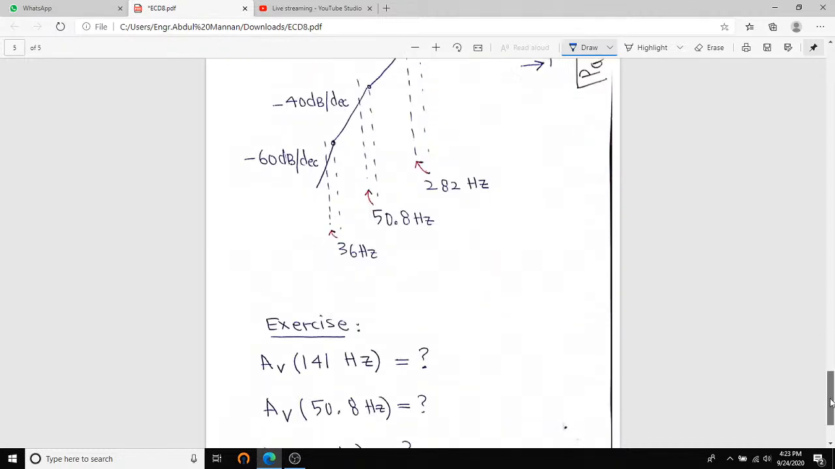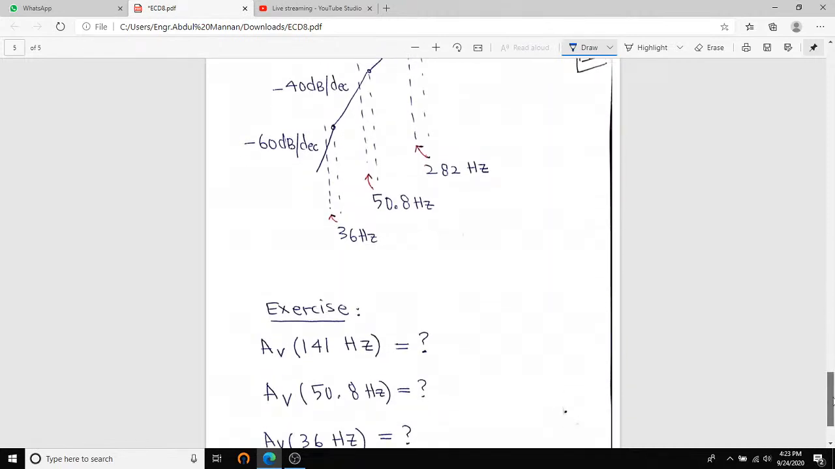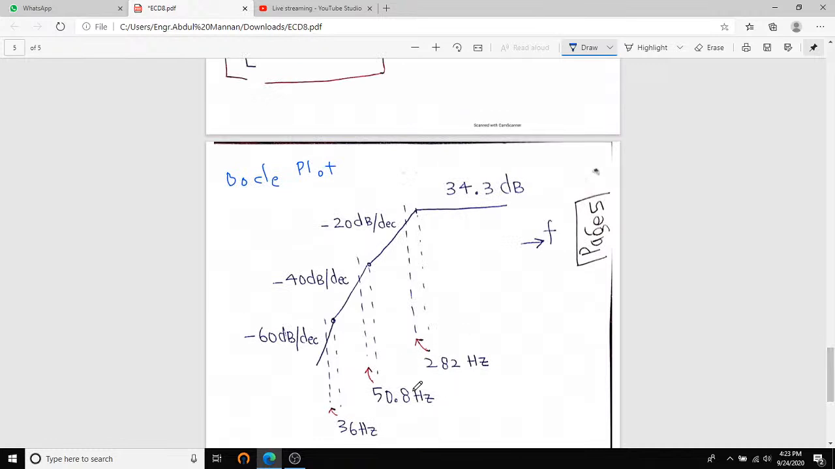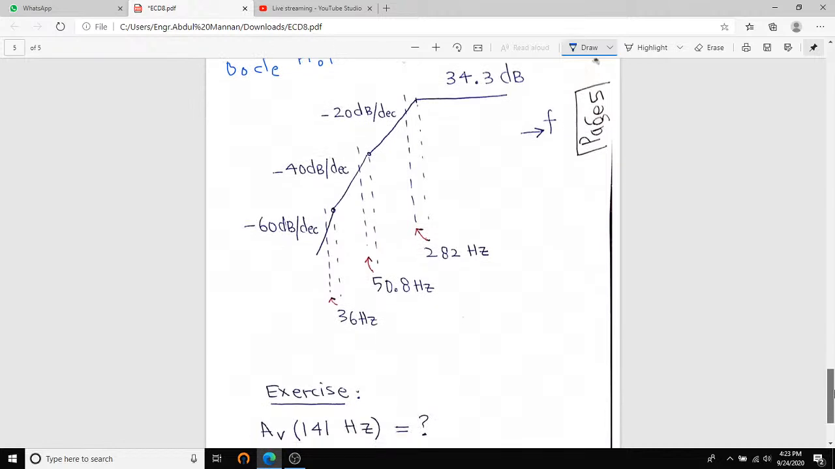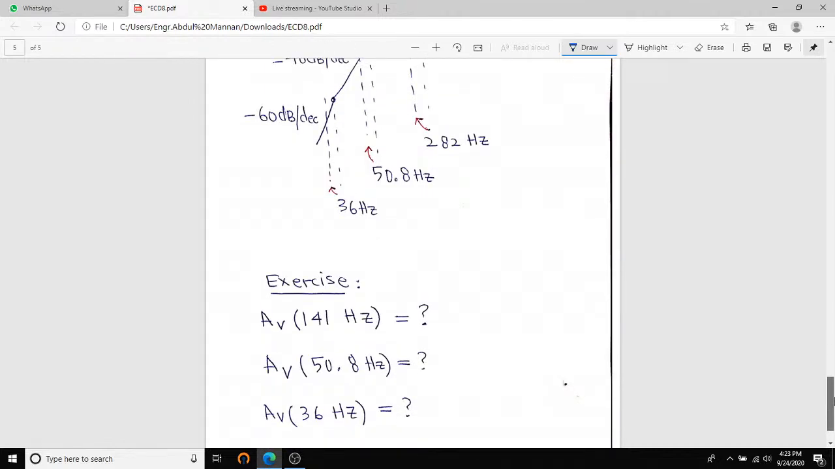So here's a small exercise for students. We have to find AV at 141 hertz, at a frequency that is 1/2 of the first cutoff frequency. You have to find the value of gain there, and you have to find AV at 50.8 hertz, the second cutoff frequency, and at the third cutoff frequency 36 hertz. This is left as an exercise for my students.